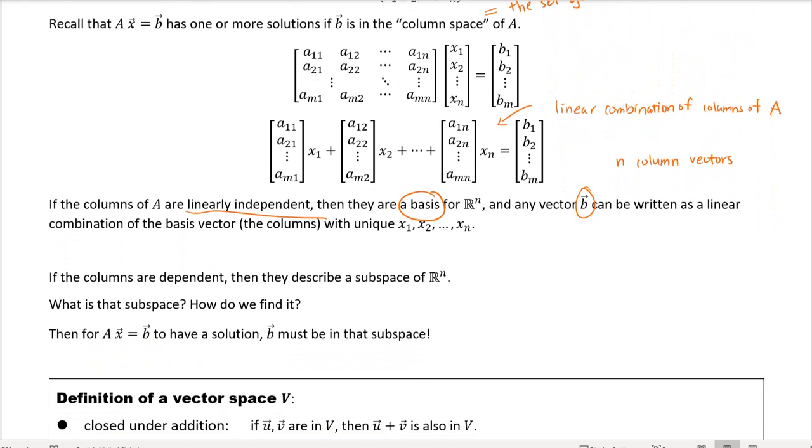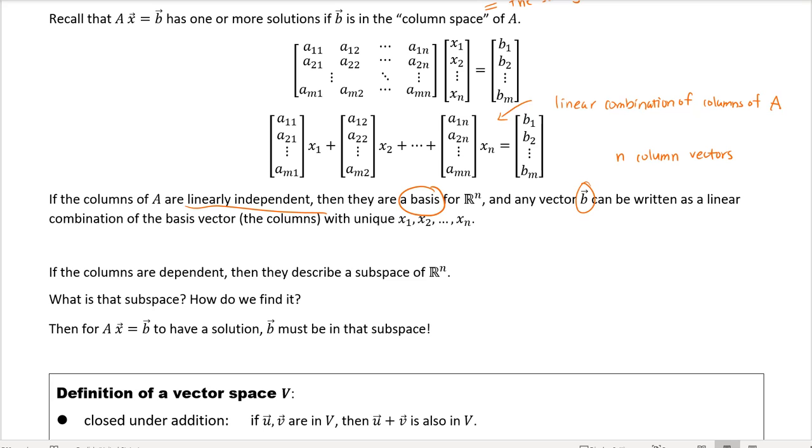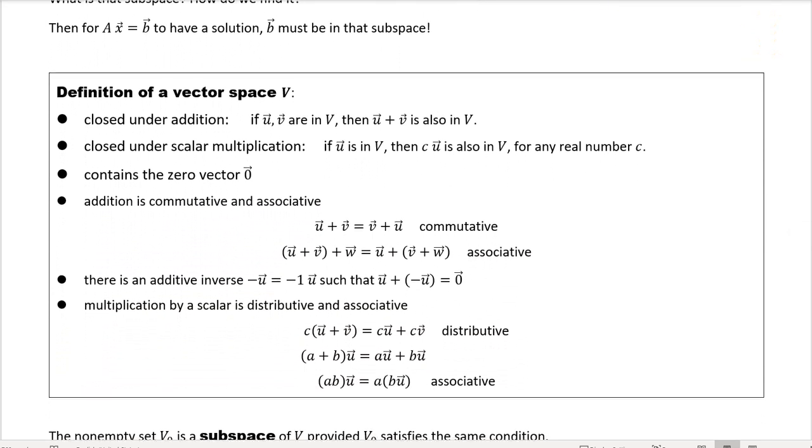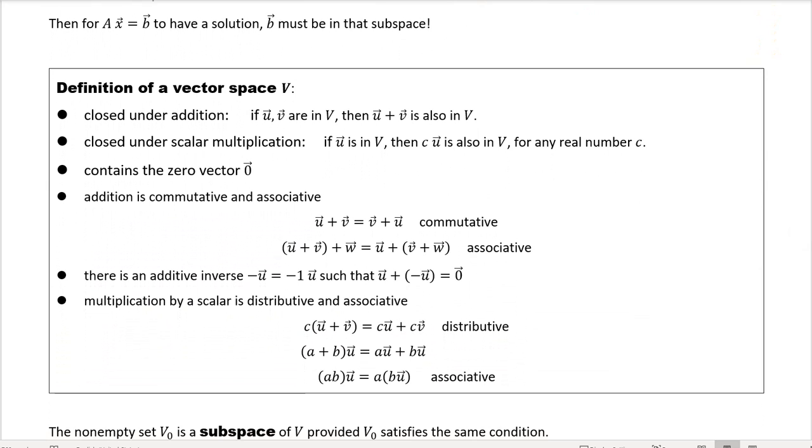Okay, so if the columns are dependent, then they describe a subspace of Rn. So it's not the entire Rn, it's going to be a subspace, a linear subspace. So what is a subspace and how do we find it? Therefore, in order for the system Ax equals b to have a solution, b must be in that subspace, the column space. Okay, so what is the definition of a vector space?